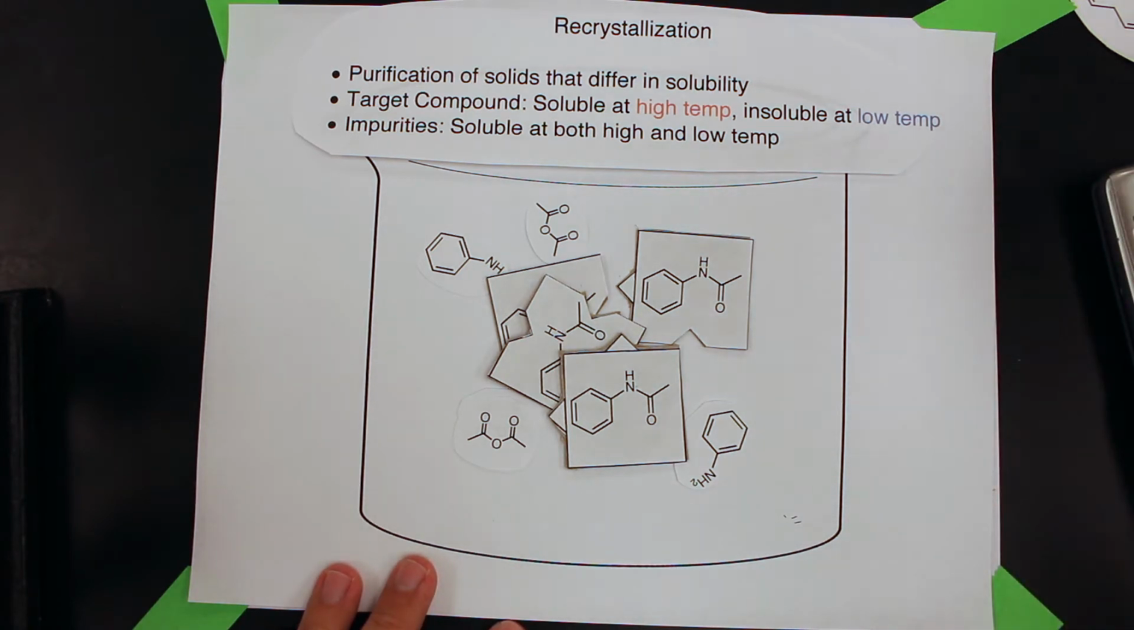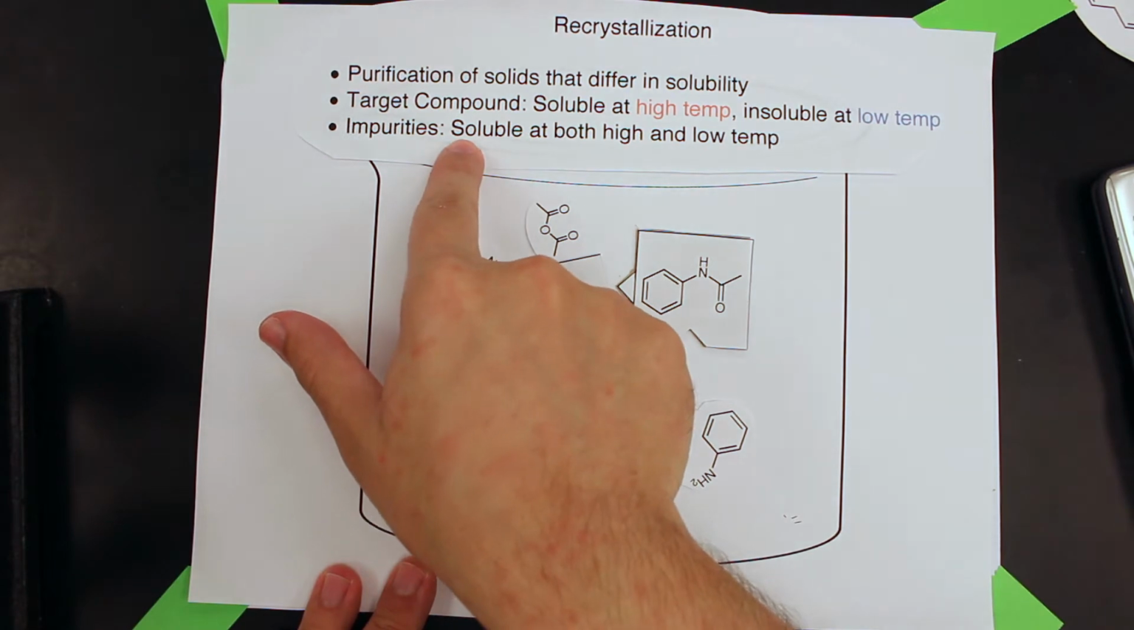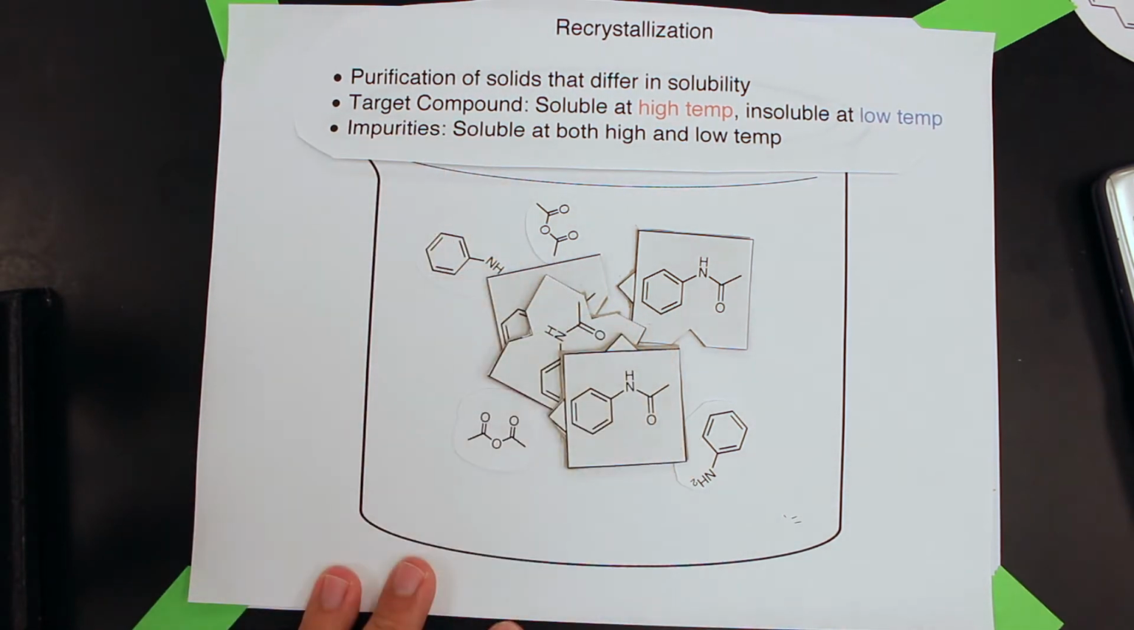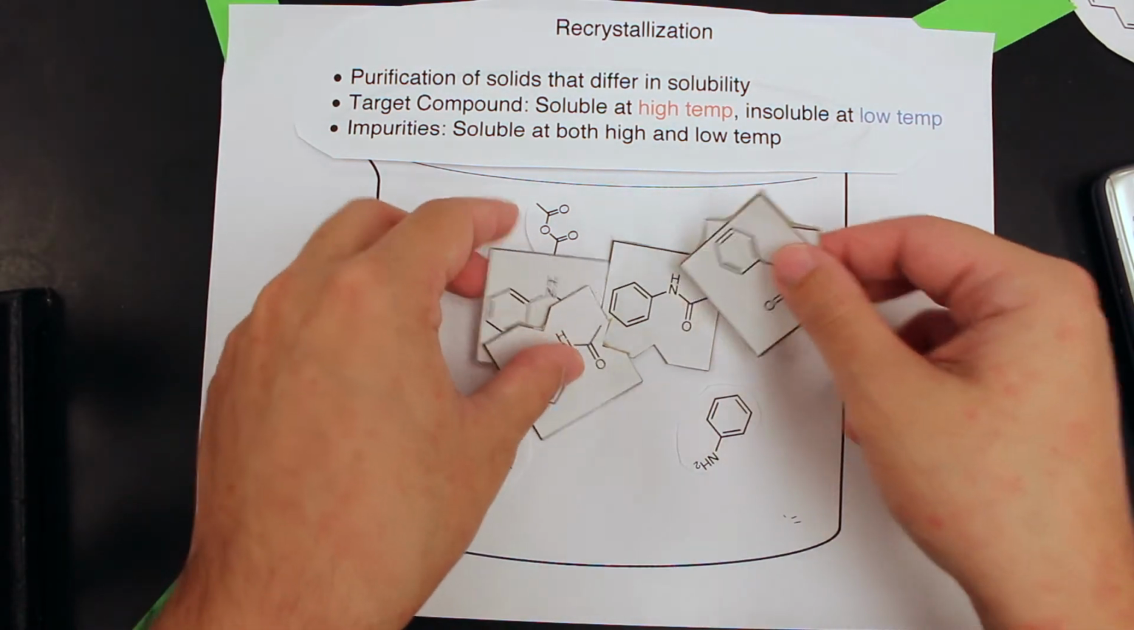You'll see that when the reaction goes to completion, you'll have a bunch of white solid, and that's the compound. But there's also some impurities in there. Ideally we want the solvent to dissolve the impurities at both a high and low temperature. So to simulate that, I've got a little interactive exercise here.